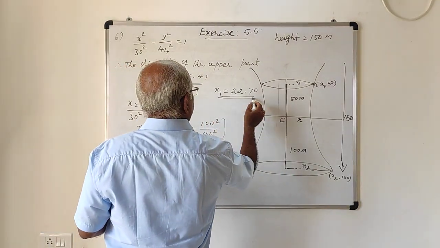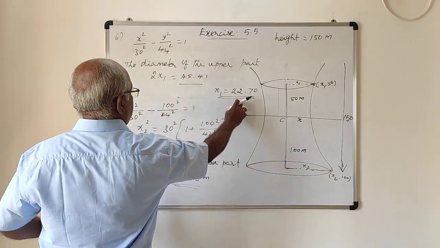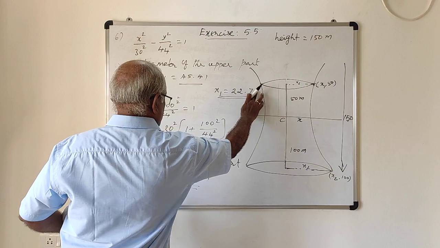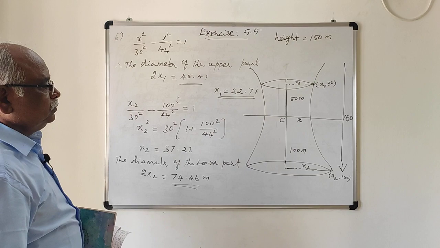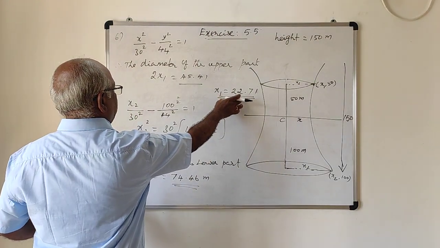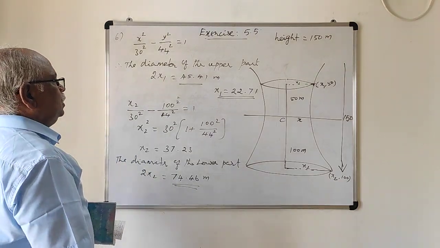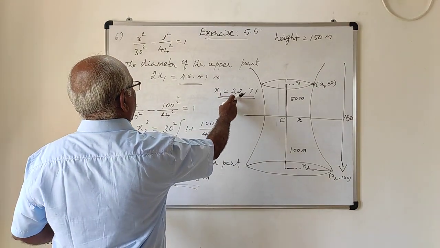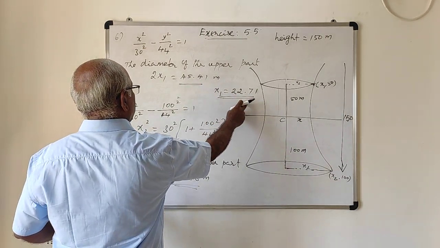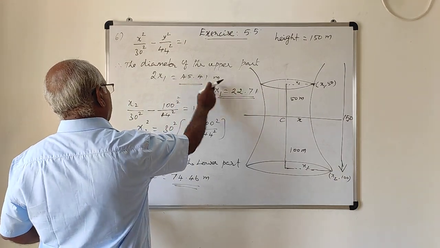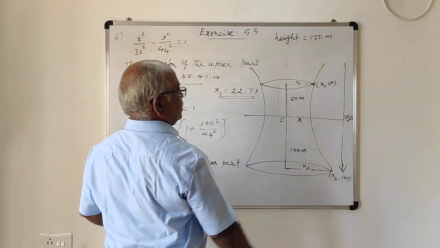So the radius is 22.71. Multiplying by 2 you will get 45.4. So this is the diameter for the upper part and this is the diameter for the lower part. So x1 is 22.71, and on multiplying by 2 you get 45.4. That's all about the upper and lower diameters of the cooling tower.